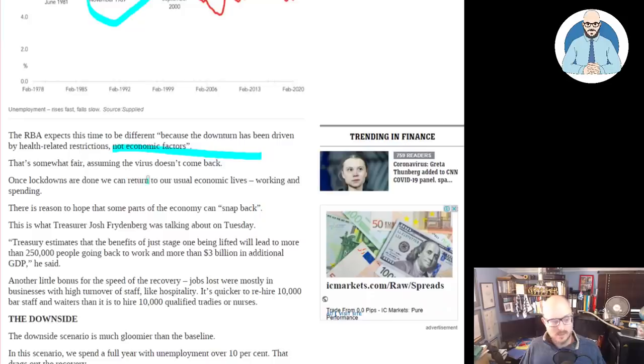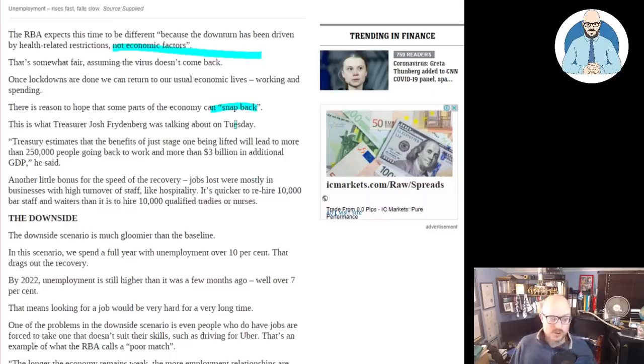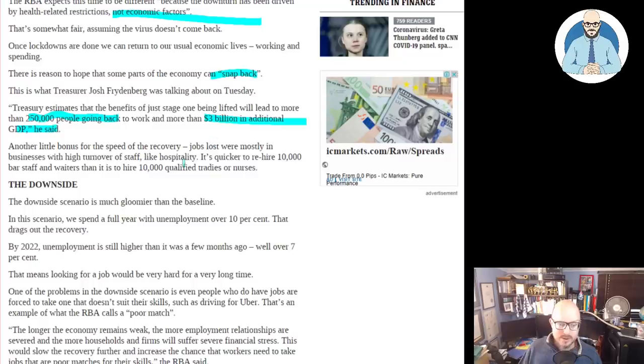Once lockdowns are done, we can return to our usual economic lives, working and spending. There's reason to hope that some parts of the economy can snap back. This is what Treasurer Josh Frydenberg was talking about on Tuesday. Treasury estimates that the benefits of just stage one being lifted will lead to more than 250,000 people going back to work and more than $3 billion in additional GDP, he said. Another little bonus for the speed of the recovery, jobs lost were mostly in businesses with high turnover of staff, like hospitality.